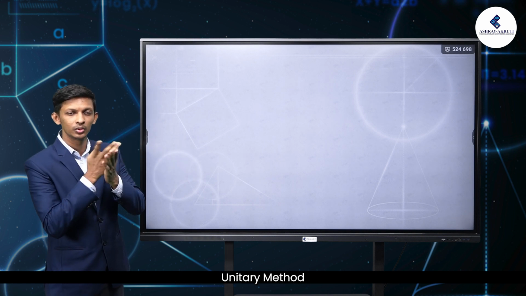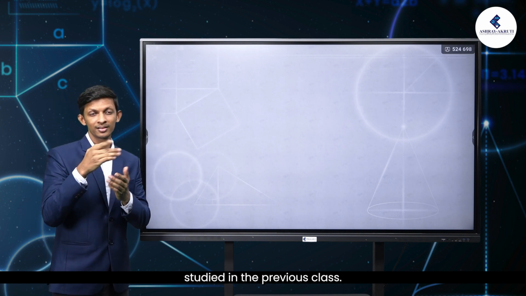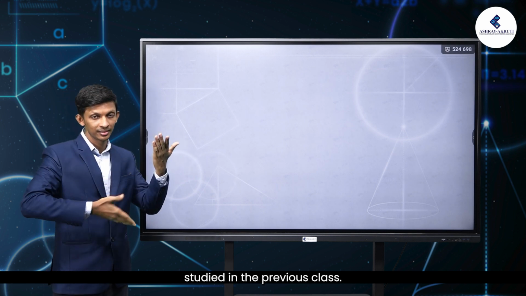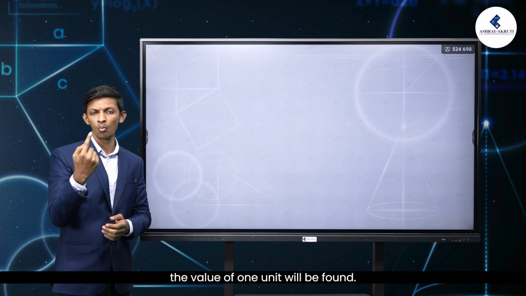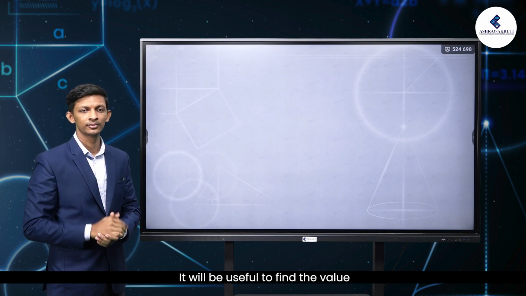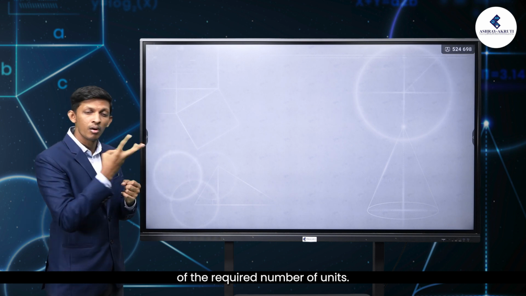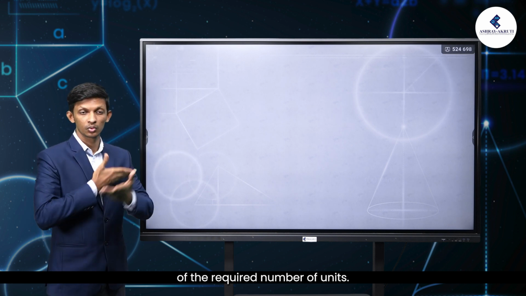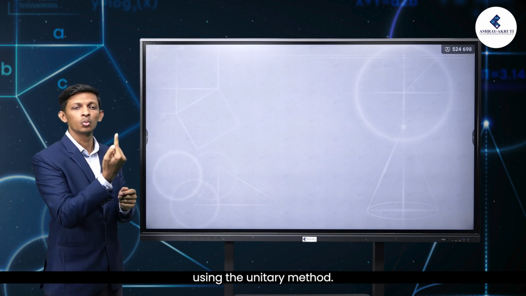Unitary method. We know the concept of the unitary method studied in the previous class. First, the value of 1 unit will be found. It will be useful to find the value of the required number of units. We will try to solve more problems using the unitary method.